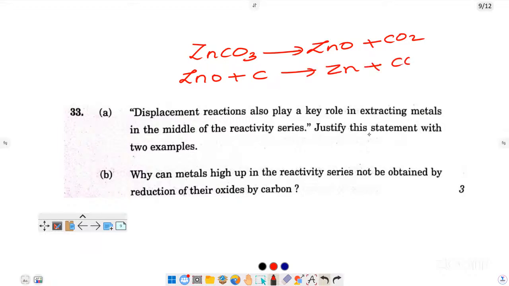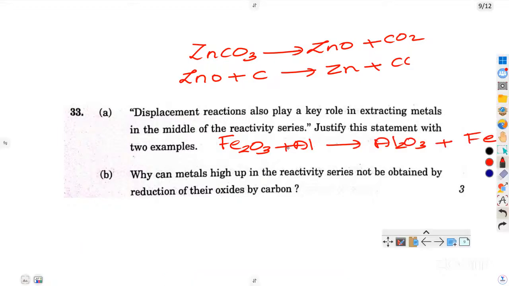Okay, aluminium too you can write. Then iron you can write. Iron Fe2O3 plus aluminium, you will get Al2O3 plus Fe, 2 aluminium, 2 Fe. This is aluminothermic reaction. You can also write that.